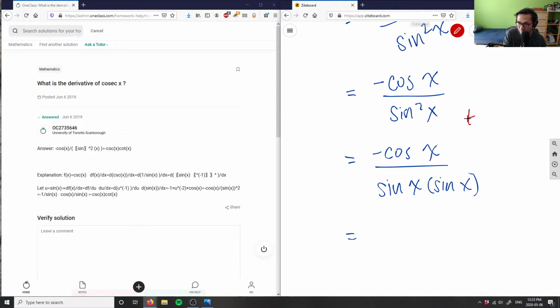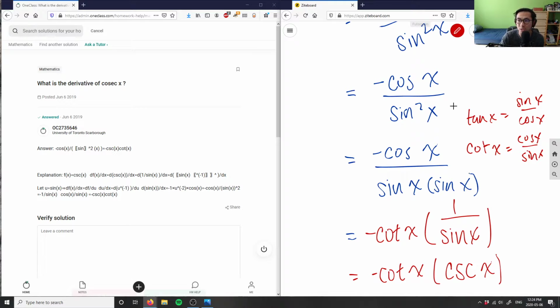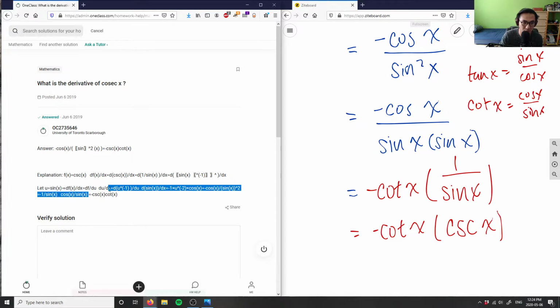So let me just write that down for you. So tan x equals sine x over cos x. So cotangent x would be simply flipped, right? It would be cos x over sine x here. So this here would be negative cotangent x. Remember, I still have the negative here. Times, I have now simply 1 in my numerator, 1 over sine x, which is cosecant x. So negative cotangent x times cosecant x, and this here is our derivative for cosecant x. And as you can see, we got the correct answer as well.